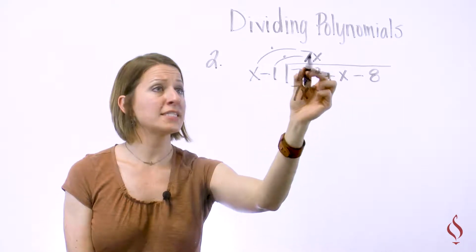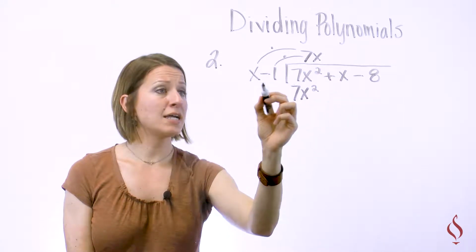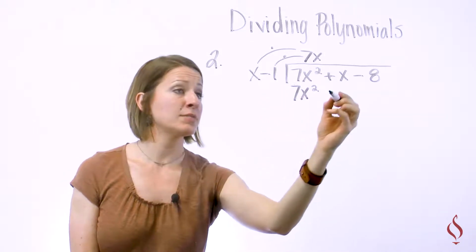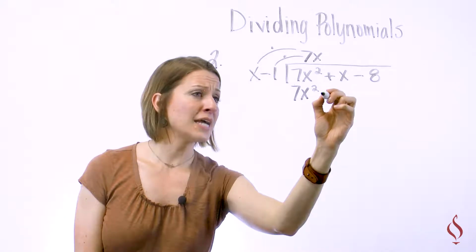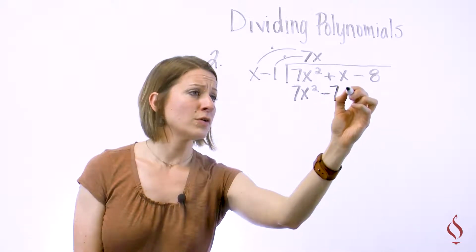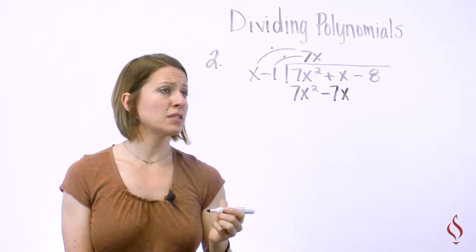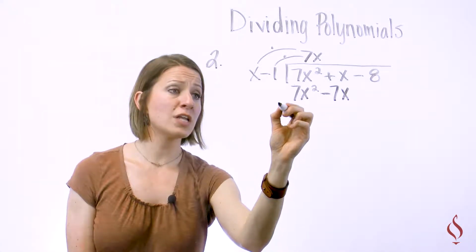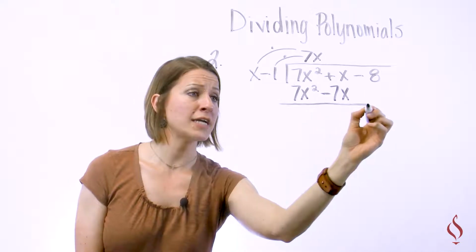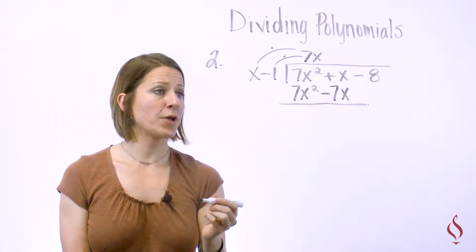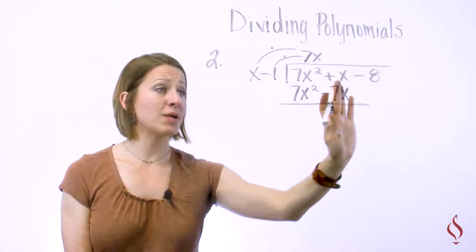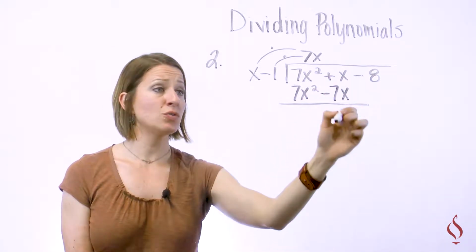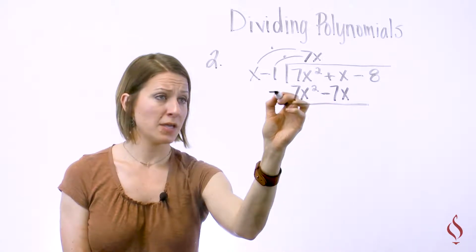So we multiplied the 7x times x to get the 7x squared, and then the 7x times -1, and we're going to line that answer up directly underneath the next term. And then I'm just going to draw a line. This is kind of like my total line. Okay. Now I'm going to subtract. I'm completely ignoring the -8 right now. We're going to do a 2-column subtraction.